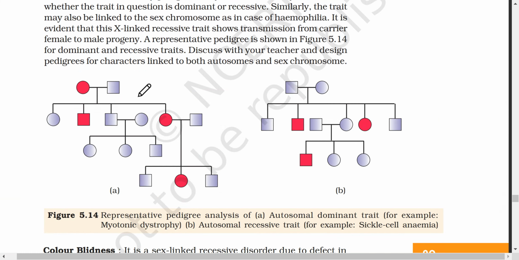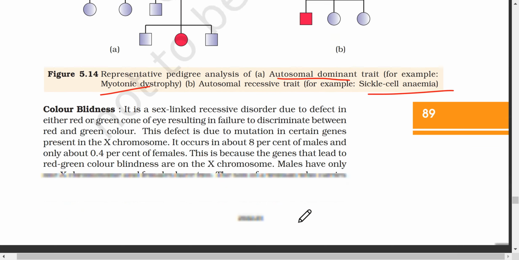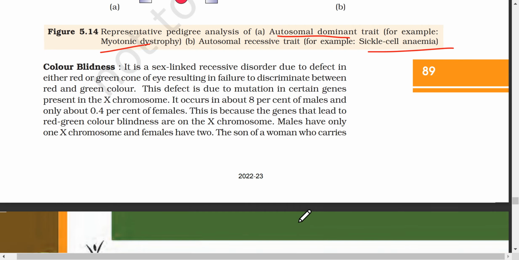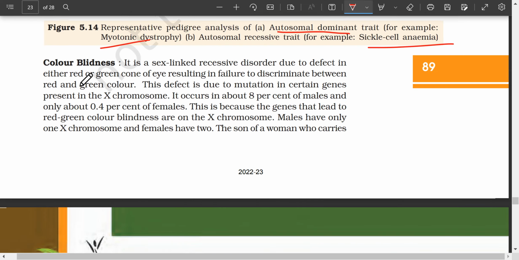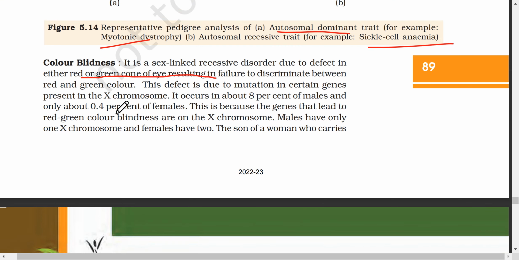You're given mating, the number of the individual's progeny, the ones which are affected, the ones which are not. The first one is an autosomal dominant trait. Myotonic dystrophy is autosomal dominant. In autosomal recessive you have sickle cell anemia. Color blindness, and questions come from here too, is a sex-linked recessive disorder due to defect in either red or green cone of the eye, resulting in failure to discriminate between red and green color. This defect is due to mutation in certain genes present in the X chromosome. So the mutation has happened in the X chromosome.